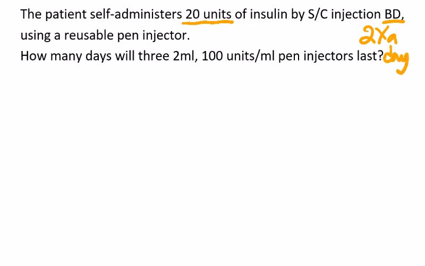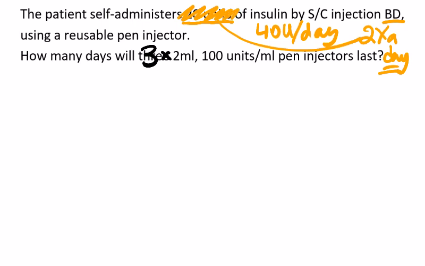Let's read on. How many days will 3 lots of 2 ml, 100 units per ml pen injectors last? So first thing maybe we should do is worry about the patient and see how much the patient actually needs per day, if he or she needs to take 20 units twice a day. So we are just going to multiply those two together, so 20 times 2, 40 units per day. So we don't even need to worry about the 20 units or the 2 times a day anymore, because we know this is what the patient will need.